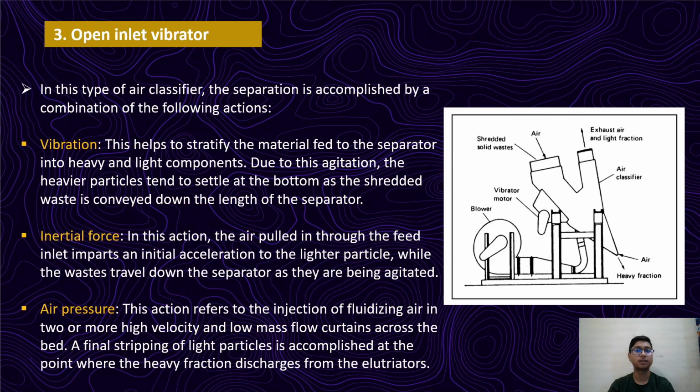Third one is open inlet vibrator. In this type of air classifier, the separation is accomplished by a combination of the following actions. First one is vibration. This helps to stratify the material fed to the separator into heavy and light components. Due to this agitation, the heavy particles tend to settle at the bottom as the shredded waste is conveyed down the length of the separator.